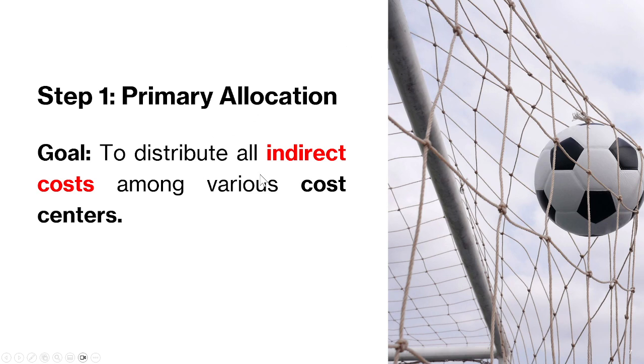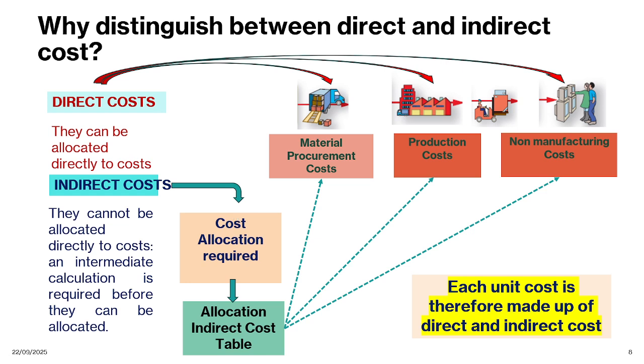Let's begin with step 1, primary allocation. The goal here is to take our general indirect costs and distribute them among our different cost centers. But before we do that, we have to recall what we discussed at the beginning: the difference between direct and indirect cost, and why it is important to allocate the indirect cost to the production process of the product. That's the reason why we need the allocation table.